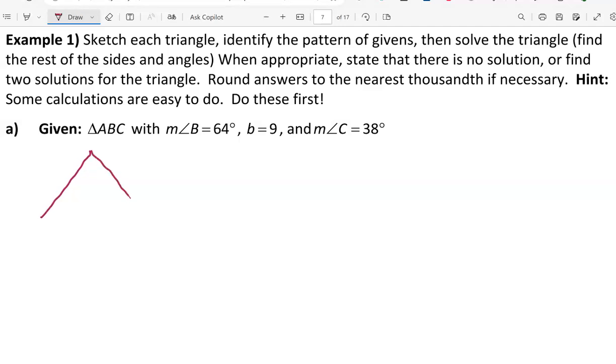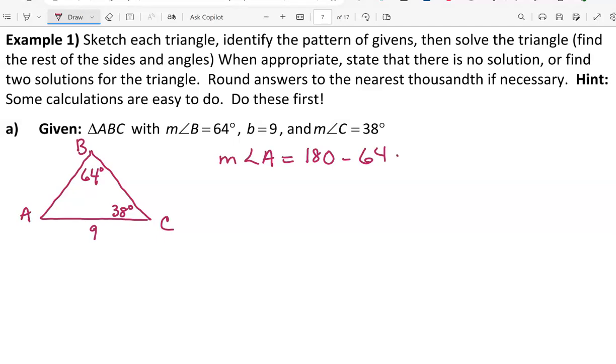In A, we have a triangle ABC. I'll begin by sketching and labeling ABC. It doesn't matter what order you label it in as long as we're consistent. So the measure of angle B is 64 degrees. Side B's length is 9. The measure of angle C is 38 degrees. We're always going to start with the easiest thing to find, and that easiest thing would be the third angle. In this case, if you're given two angles, immediately find the third angle. That will be the easiest thing to do.